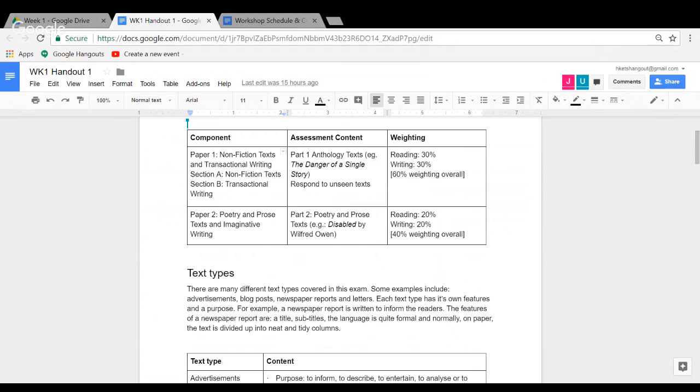Now, all of the unseen texts that you will get, because you will also get passages that you have not seen before in paper one, will be very similar to what you're already studying. So there'll be nothing new in terms of method, only content. When I say the word content, I usually mean vocabulary.